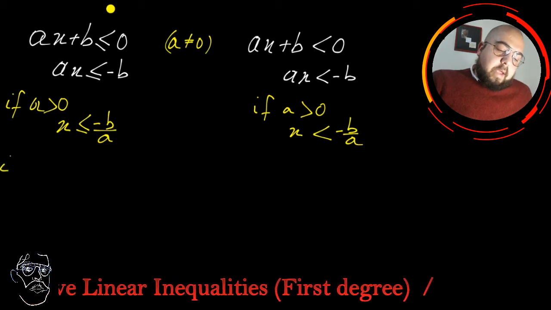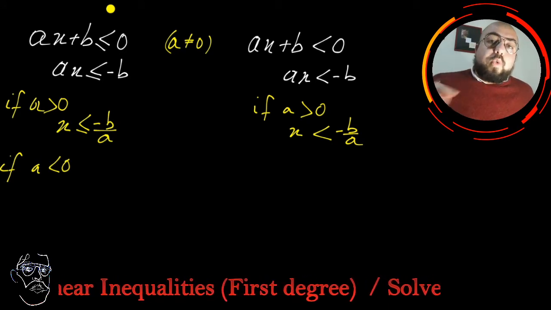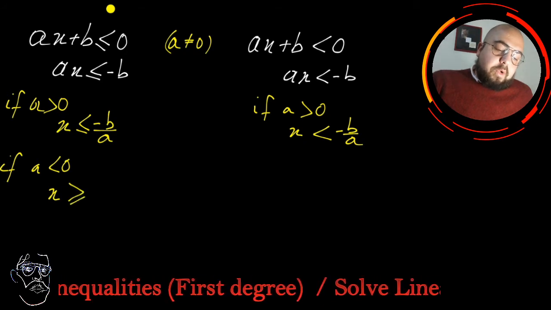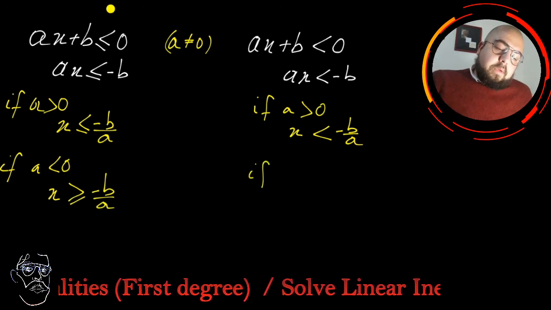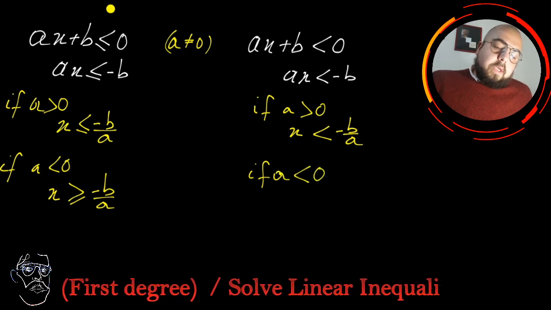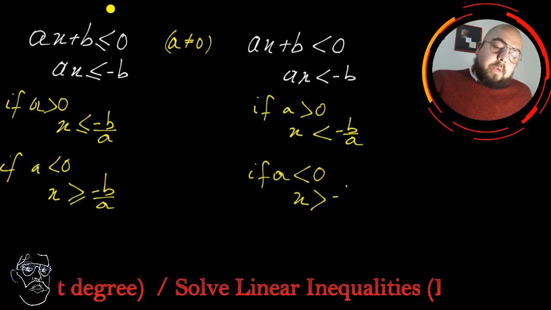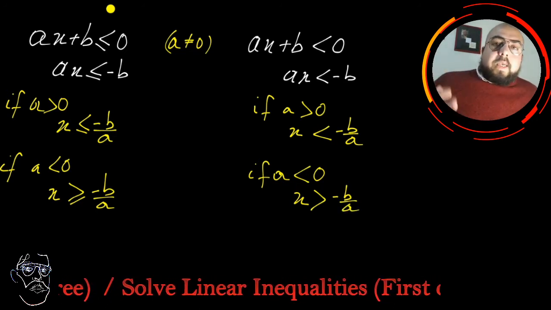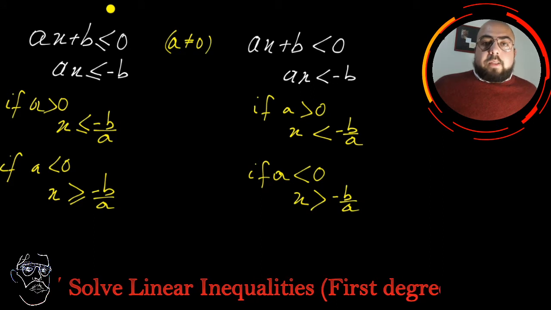What about the case where a was negative? In case a was negative, you should switch the sign. So x will be greater or equal to minus b over a. If a was again negative, you should say x is greater than minus b over a. Now, your solution is x smaller than a certain value, which we called in this case minus b over a, or greater than minus b over a.